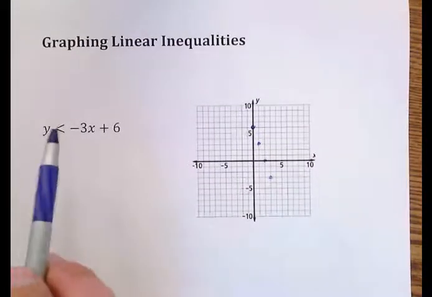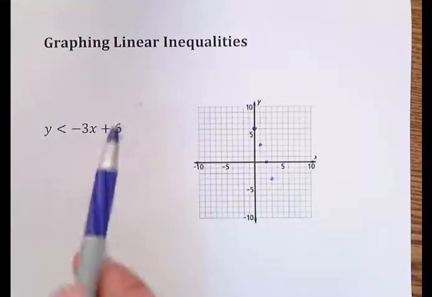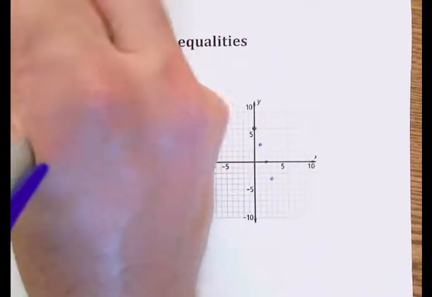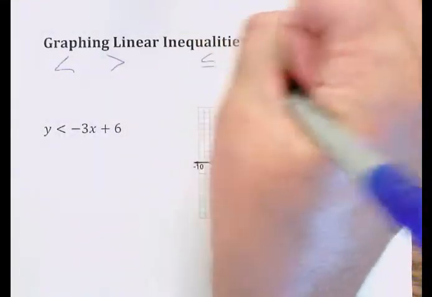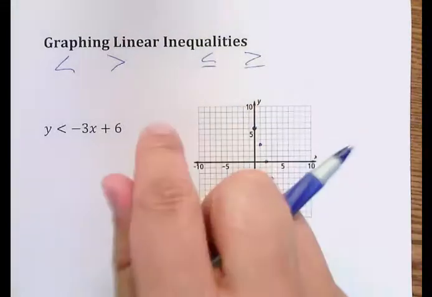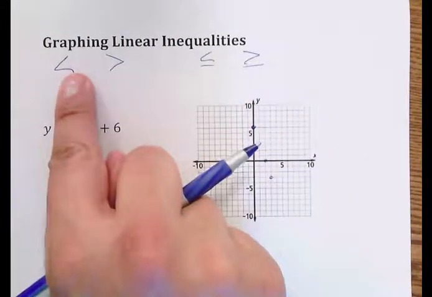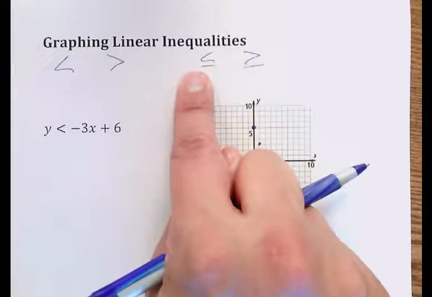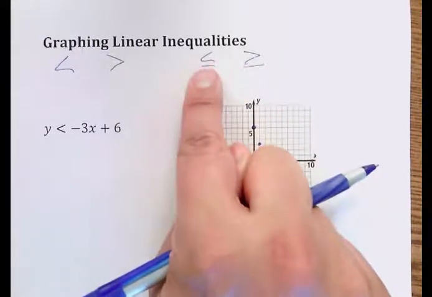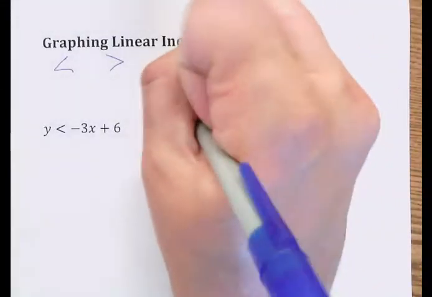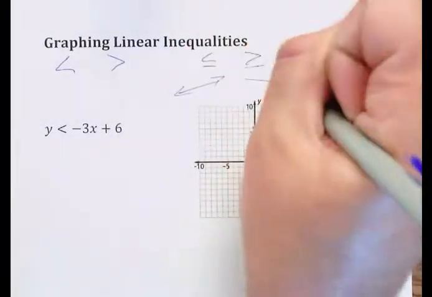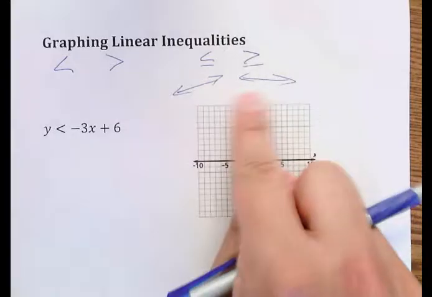The big difference, first off, in linear inequalities versus linear equations is we have these inequalities, less than, greater than, less than or equal to, or greater than or equal to. These are less than or greater than. These are less than or equal to and greater than or equal to. Notice it has almost the equal to, or it does have the equal to in that statement. So these are still going to look like solid lines.